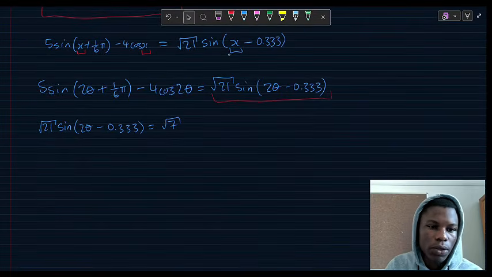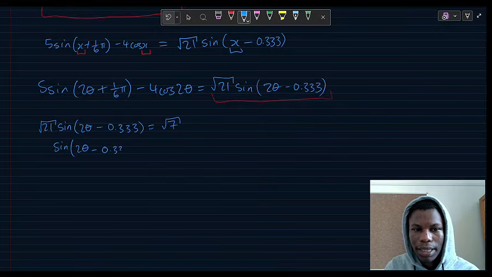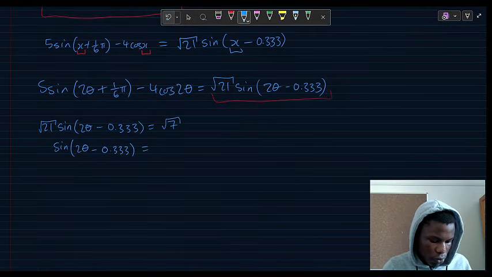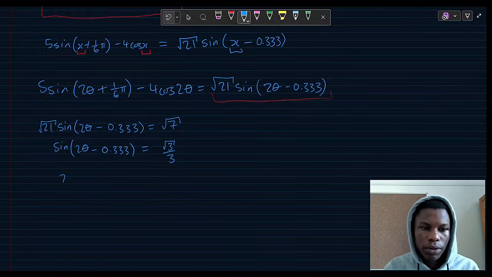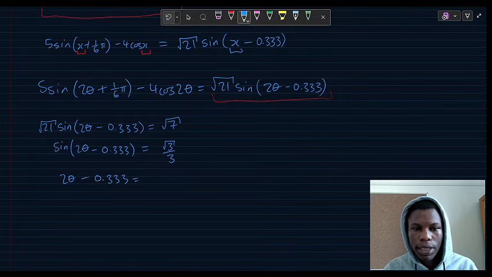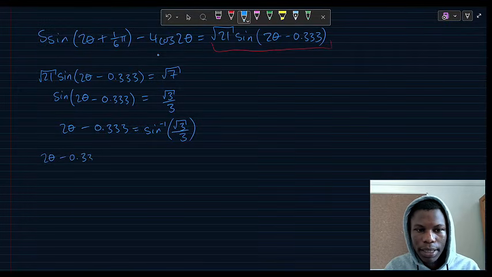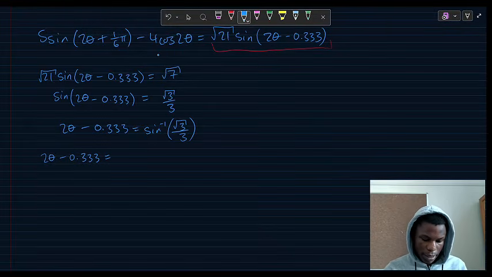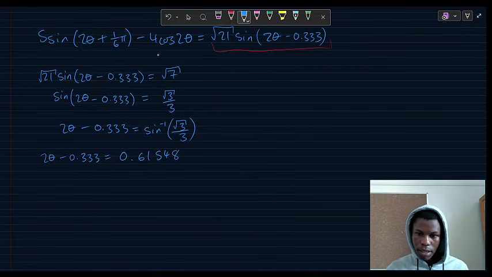Okay. And now we can solve. So divide both sides by the square root of 21. You've got sine of 2 theta minus 0.333 is equal to root 7 over root 21, which is root 3 over 3. And we want to do 2 theta minus 0.333 is equal to arcsine of root 3 over 3. Make sure your calculator is in radians. This is arcsine of root 3 over 3. That gives us 0.61548.